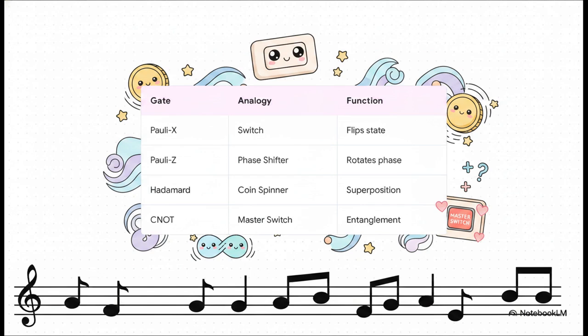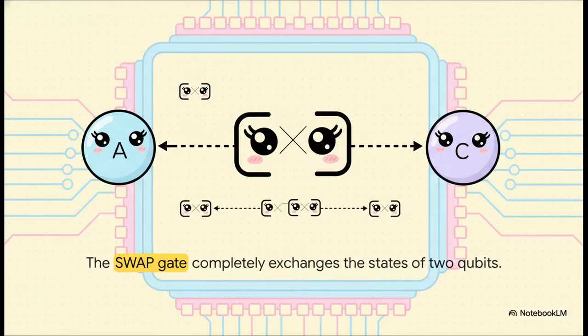Our X gate acts as that white switch, the Z gate acts as the phase shifter, the Hadamard is our coin spinner, and the CNOT acts as that multi-qubit master switch. When quantum programmers write code, they rely on specific visual symbols, like this adorable little cross symbol which represents a swap gate, to route information through the processor. Just as the name implies, a swap gate completely exchanges the states of two qubits.